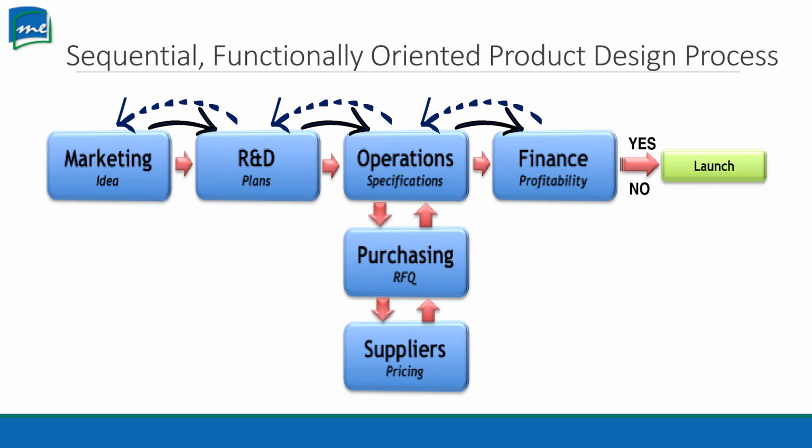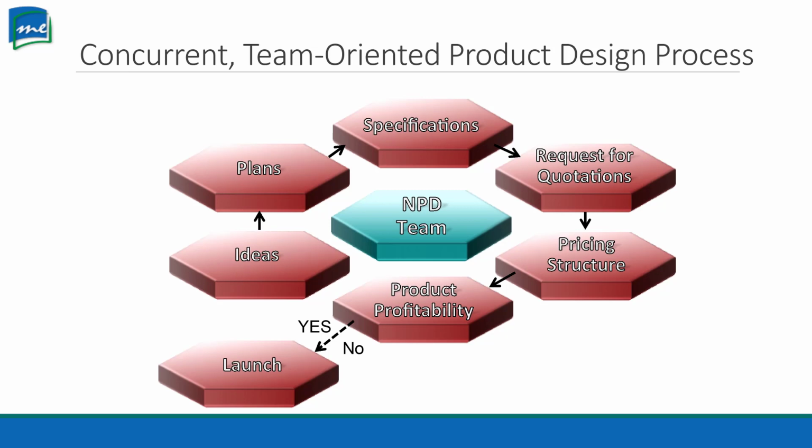So, what about concurrent? I mean, this is sequential, so one step follows the other. But what about concurrent, where everything's happening at the same time? All right. Well, we have ideas moving into plans, moving into specifications, which are moving into requests for quotations. We're getting a pricing structure, product profitability, and then finally a launch.